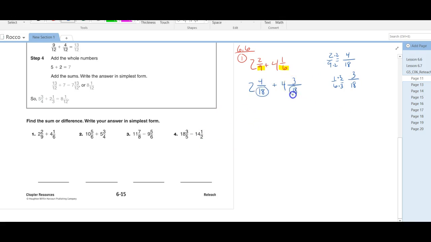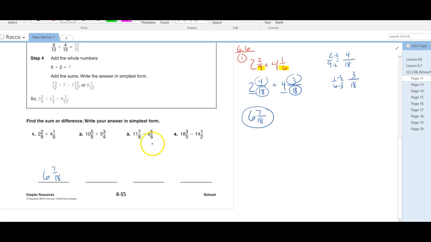Now that my denominators are the same, I add the whole numbers. 2 plus 4 is 6. And now I can add the numerators. 4 plus 3 is 7. And I bring over the denominator. So number one here would be 6 and 7/18.